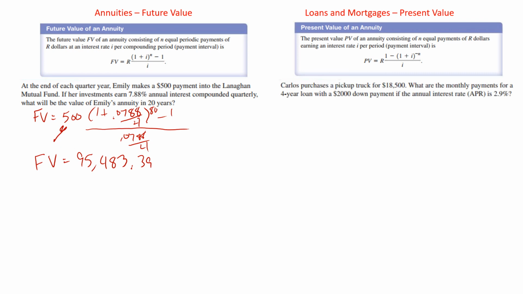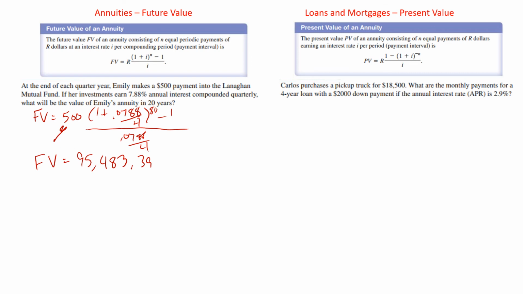So now, loan and mortgage. Carlos purchases a pickup truck for $18,500. What are the monthly payments for a 4-year loan with a $2,000 down payment if the annual interest rate is 2.9%? So we're going to figure out what that R value is.